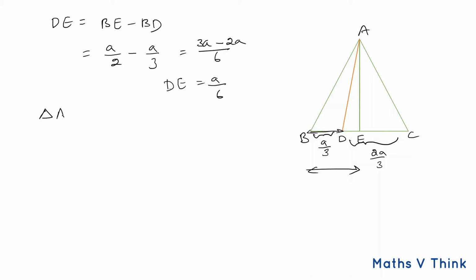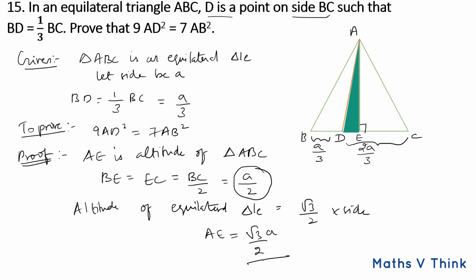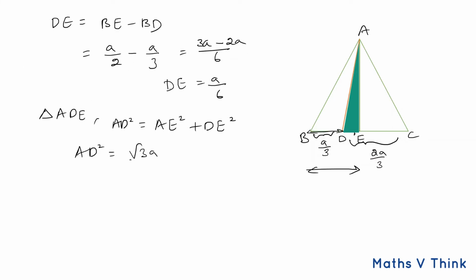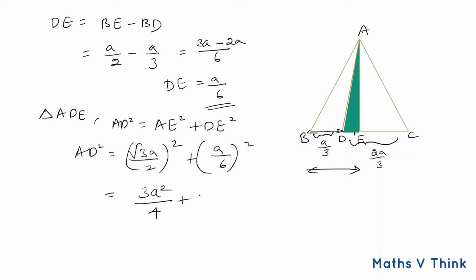Now, taking triangle ADE, by applying Pythagoras theorem, can I tell AD square is equal to AE square plus DE square? So AD square, let this as it is, and instead of AE, we'll be substituting root 3 by 2 A, the whole square, plus DE is what? It's A by 6. So A by 6, the whole square. So root 3 A the whole square. So root 3 square is 3, A square by 2 square is 4. Same way A square by 6 square is 36.